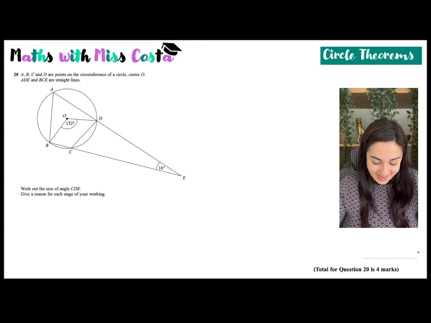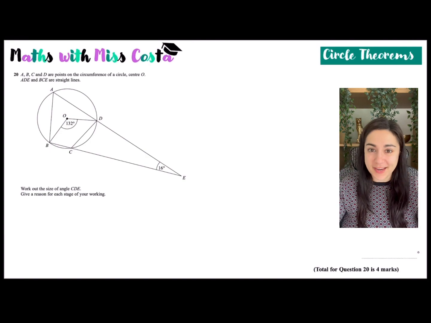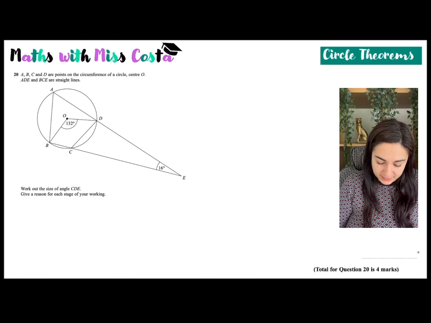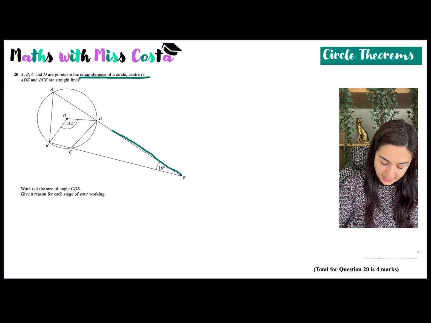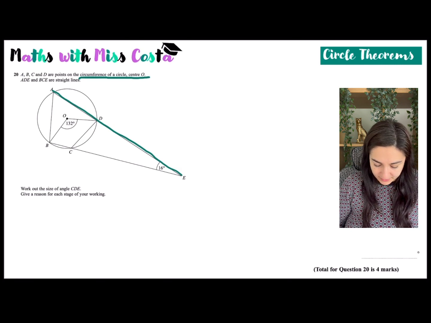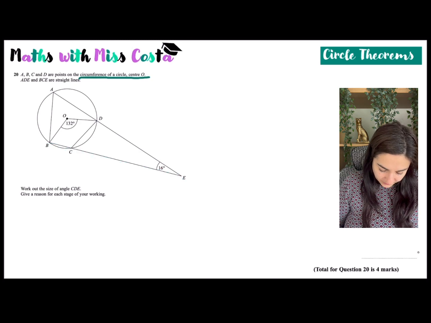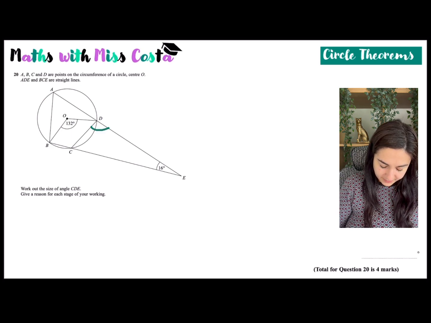Okay, so here is a circle theorem question. Now, once again, circle theorems are just about using the knowledge you know, thinking about all the circle theorems you know, and how you can apply them to this question. So we're told that A, B, C, D are points on the circumference of the circle, centre O. A, D, E and B, C, E are straight lines. Okay, so that's good to know. And we want to work out the size of angle CDE. So this angle over here.